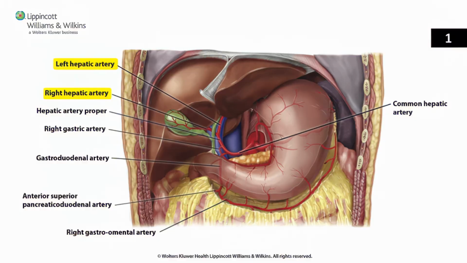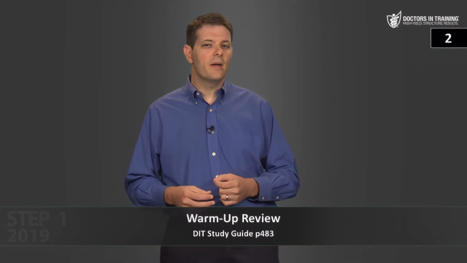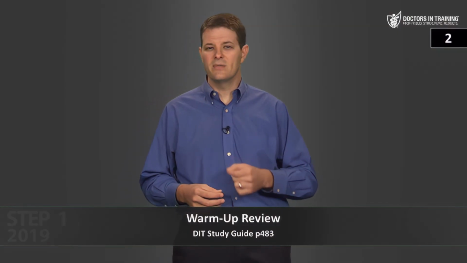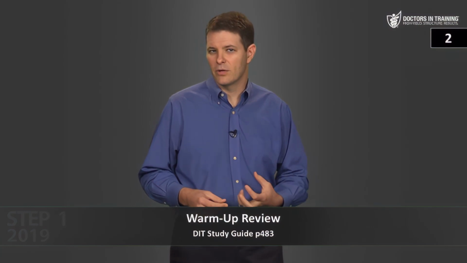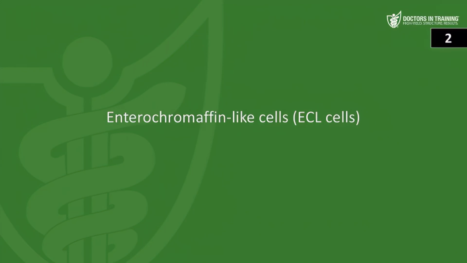And the last one, which cell type secretes the histamine that stimulates the histamine receptor on parietal cells of the stomach, thereby increasing gastric acid production? This is the enterochromaffin-like cells, or the ECL cells.